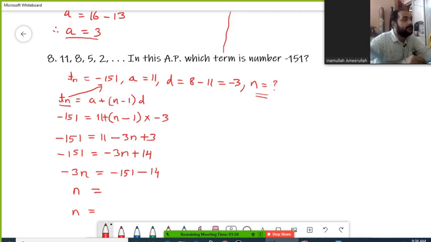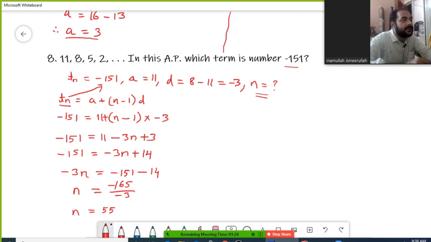Minus 151 minus 14. So 4 plus 1, that is 5. 5 plus 1, 6. 165 upon minus 3. So minus minus will cancel. So it will give you the 55th term. n is 55. So which term is minus 151?